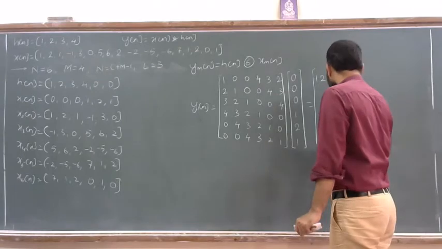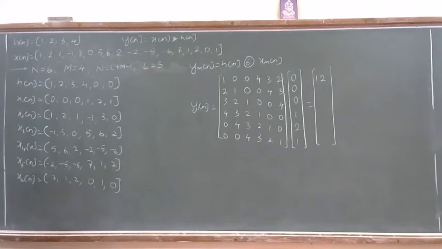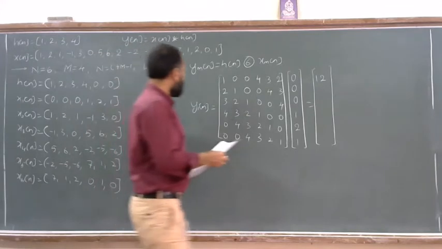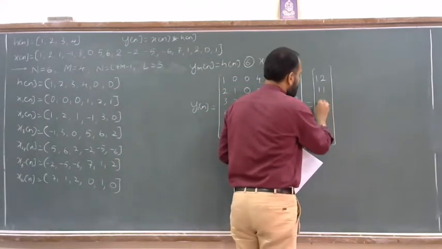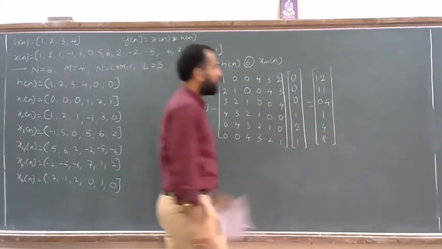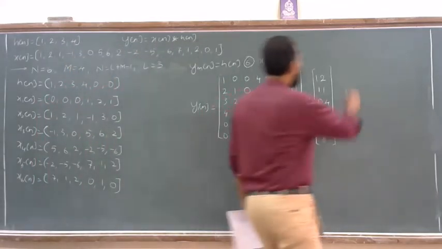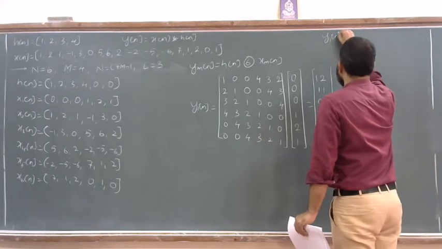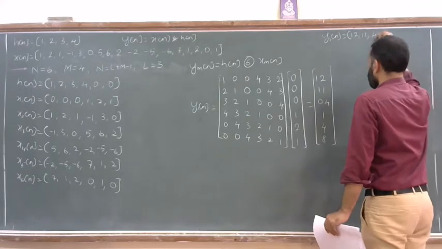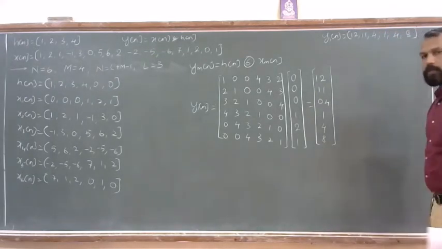Likewise, multiply each of the rows with the column and then write the sample values. So the first output data will be 12, 11, 4, 1, 4, and 8. This will be the first output block. We'll list all those output blocks here. Y1 of n equals 12, 11, 4, 1, 4, 8. This is the first output.